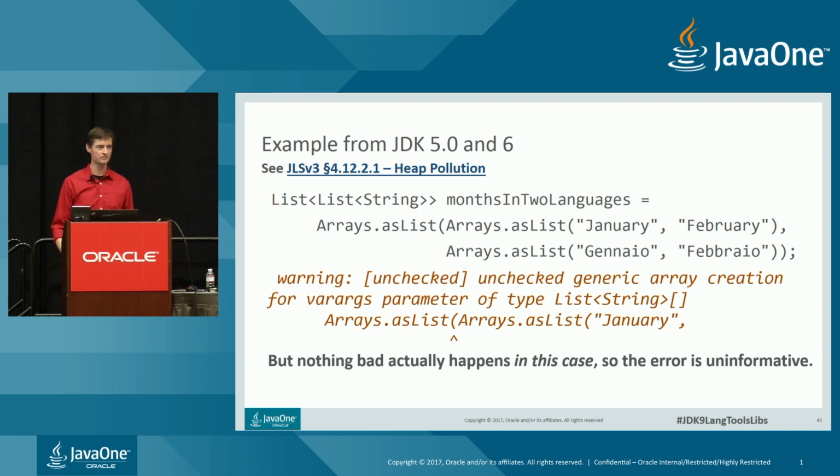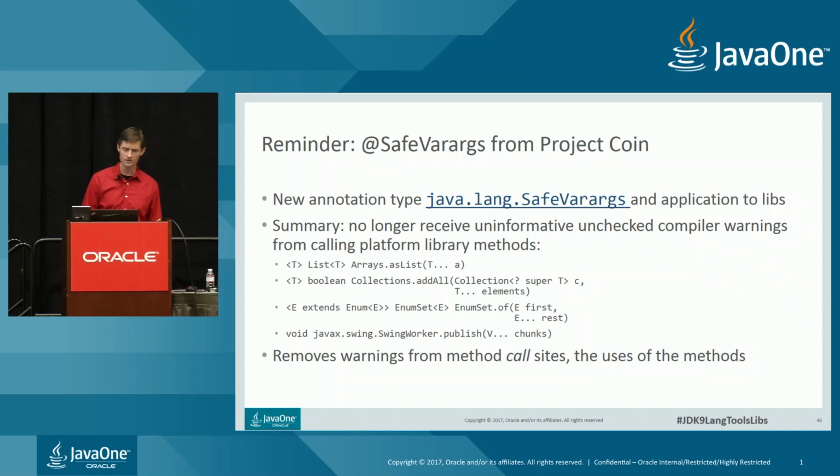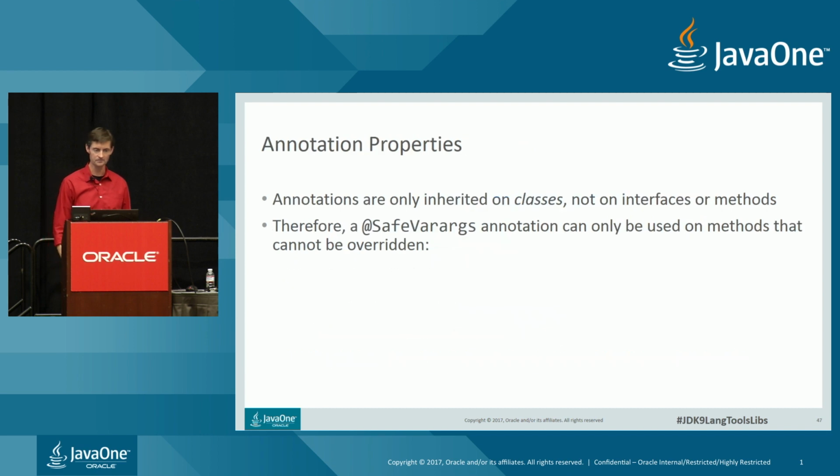It's uninformative. Uninformative warning messages aren't good, so we addressed this problem back in JDK 7 by adding the SafeVarargs annotation type. The SafeVarargs annotation type lets you tell the compiler that your varargs method is not in fact malicious and it shouldn't warn people about it. So this does two things. It removes warnings when you declare the varargs method, and more importantly, it removes warnings every time people call the varargs method. So we applied this annotation to Arrays.asList and the other appropriate methods in the platform.